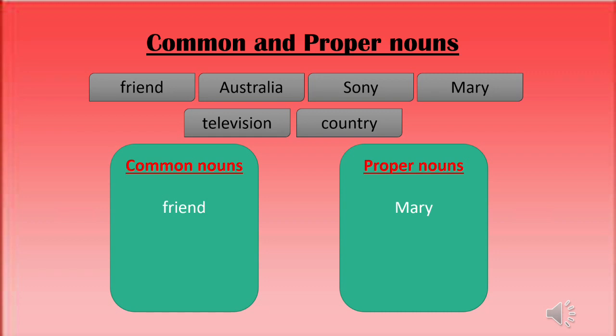And country. Country, is it a proper noun or a common noun? It is a common noun. And Australia is a proper noun. We know that. Which country is that? And television is a common noun. And Sony is a proper noun.